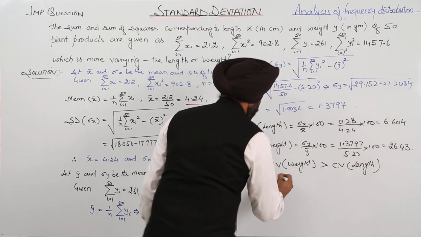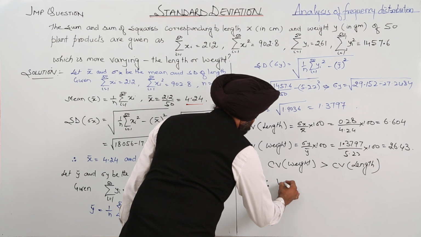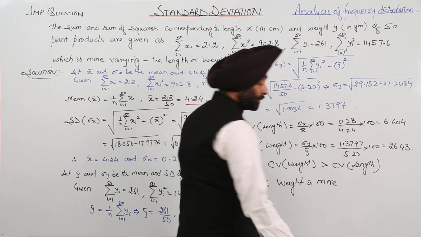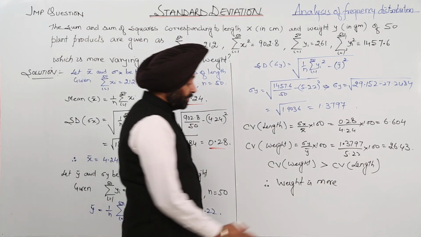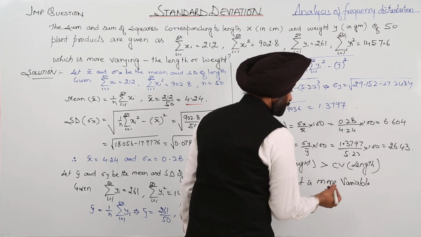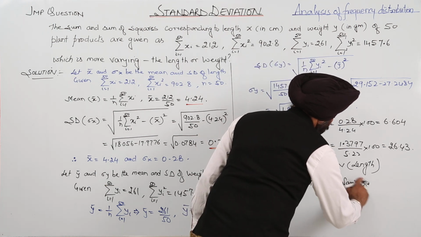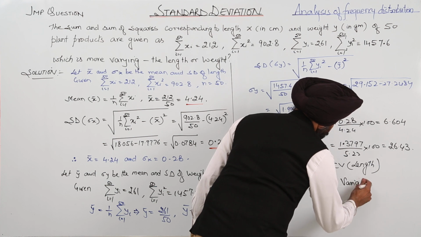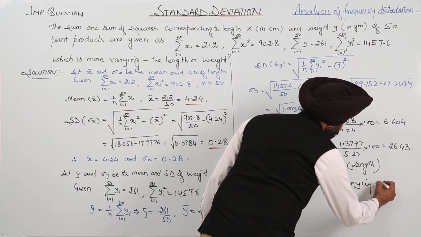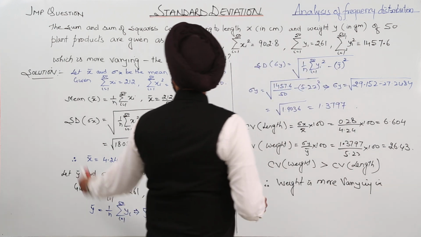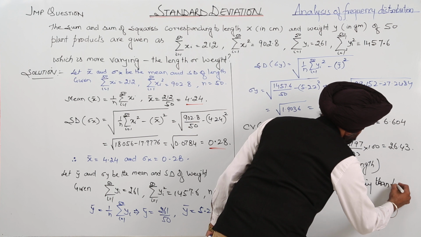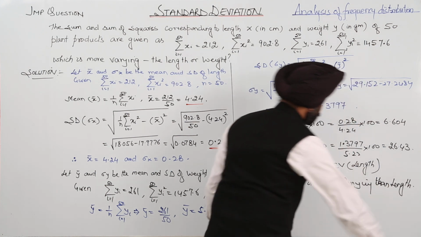This is more, this is less, therefore weight is more. What word are we going to use? Varying, not variable, sorry, varying. Which is more varying, the length or the weight? Weight is more varying than length. So this is the final answer.